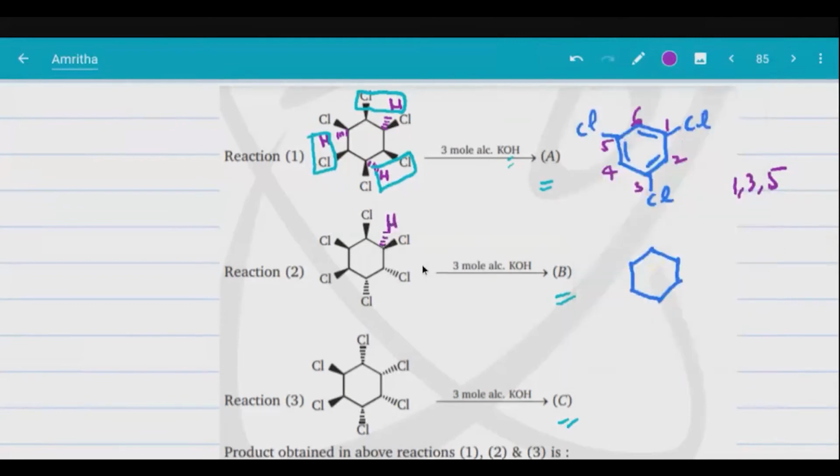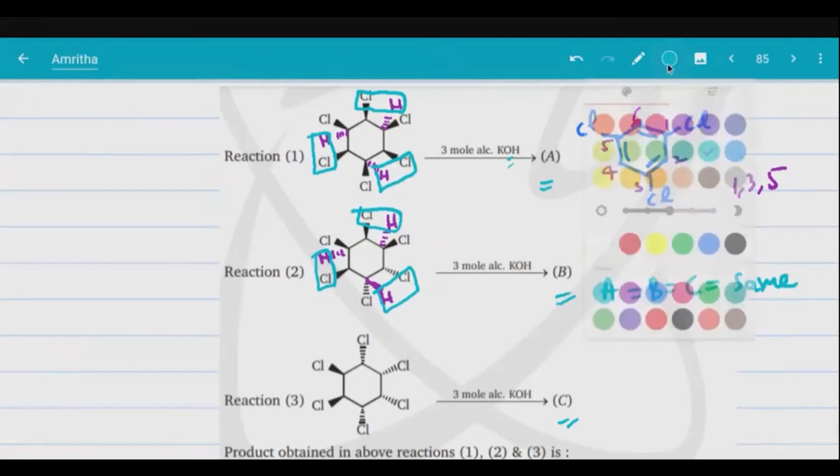Here there is H, and on this Cl there is H. And you are getting the same molecule. I removed H and Cl, and this also I removed H and Cl. This also. Sir, do we need to write up and down again? No, it should be the same. I'll write the same: A equal to B equal to C. This is 1,3,5-trichlorobenzene. You got the clarity now? It should be the same.